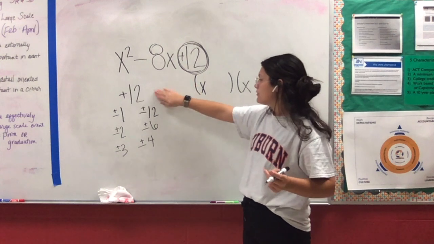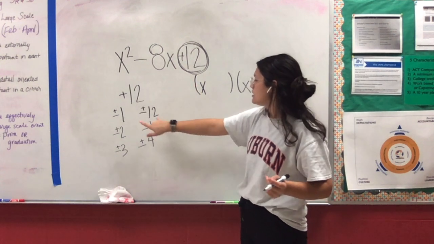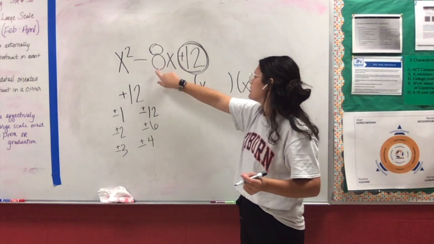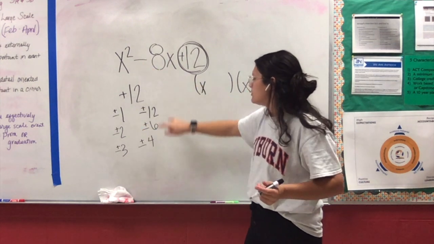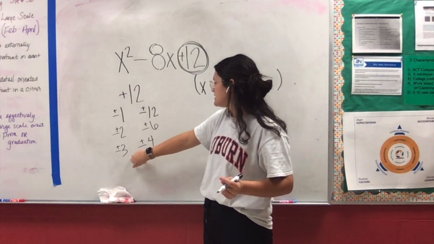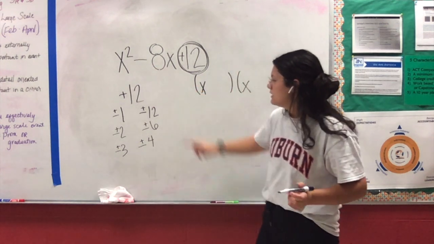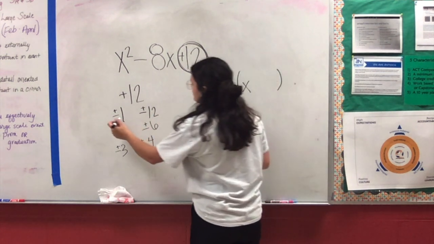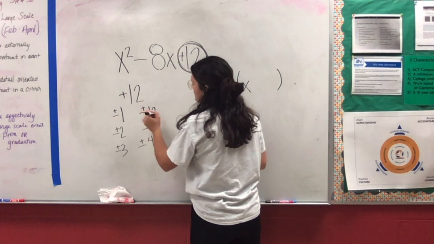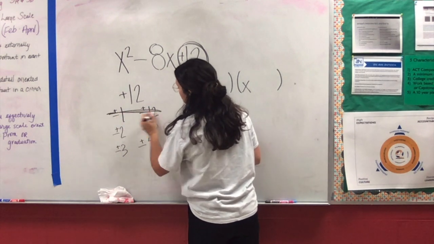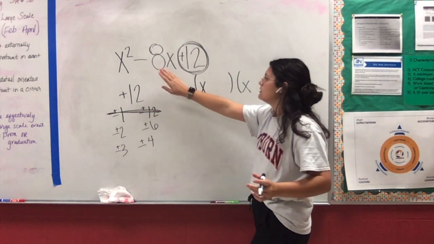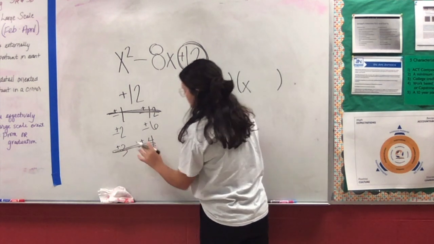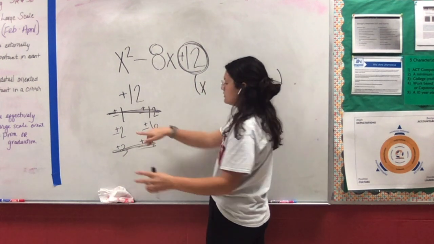Okay, so all of these, when we multiply them together, we get this 12. But our step 3 is that we want to make sure the factors we use, when we add them together, give us this number, negative 8. Okay, so 1 plus 12 does not equal negative 8, and that's negative 1 and negative 12, or positive 1 and positive 12. Neither of those equal negative 8. 3 and 4 equals 7. 2 and 6 equals 8.